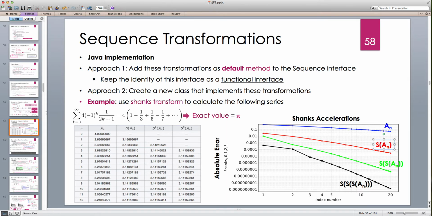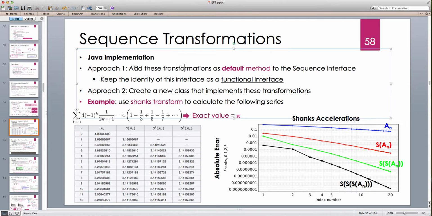The second Shanks transform brings it up to 7 decimal places of accuracy, and then the third Shanks transform gives us an almost exact result. It has more than 9-10 digits of accuracy, decimal places. So we see how the acceleration, all these transforms help.